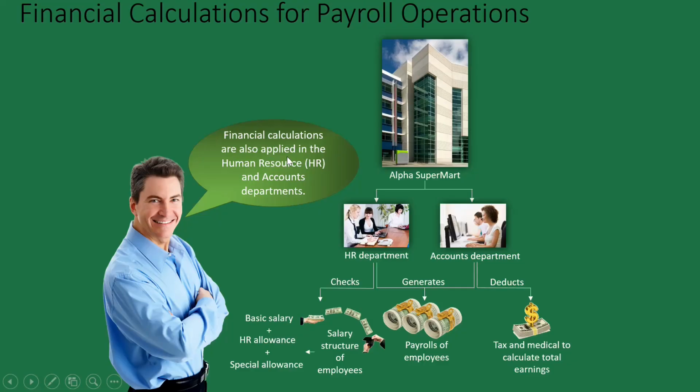Financial calculation also applies in the human resource HR and account departments. HR departments, account departments, you can see here: basic salary, HR allowance, special allowance, the salary structure of the employee. So this is obviously the salary structure. Normally we have a basic salary, HR allowance and special allowance, like for any special occasions. Payrolls of the employees, and tax and medical are also calculated against the earnings. They're also going to deduct.